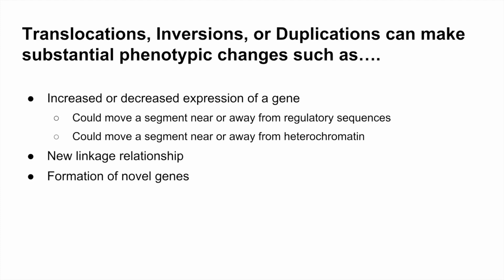Translocations, inversions, or duplications can cause large phenotypic changes, such as increased or decreased expression of a gene. They could move a segment near or away from regulatory sequences or heterochromatin, and both of these could reduce or enhance expression. These rearrangements can also lead to new linkage relationships or the formation of novel genes.